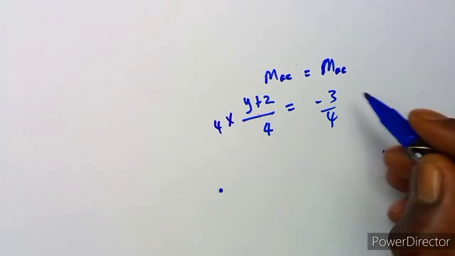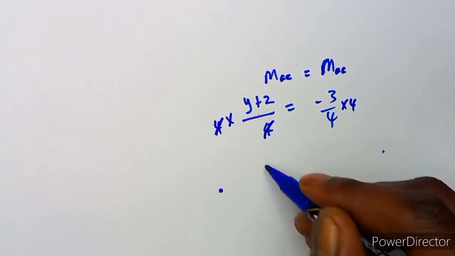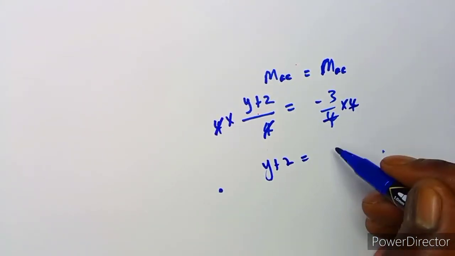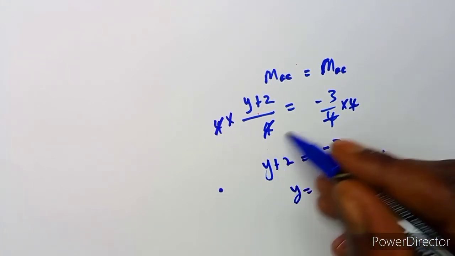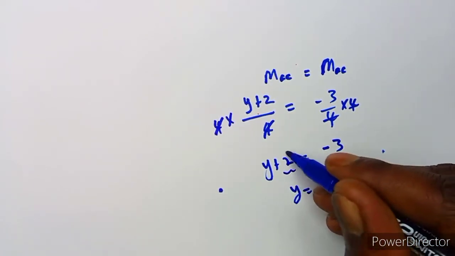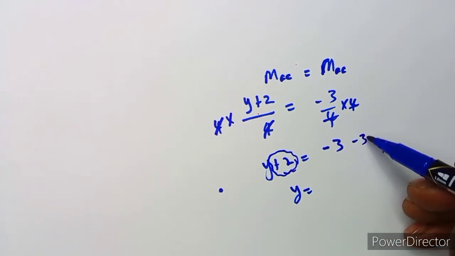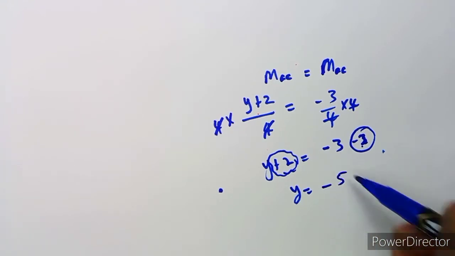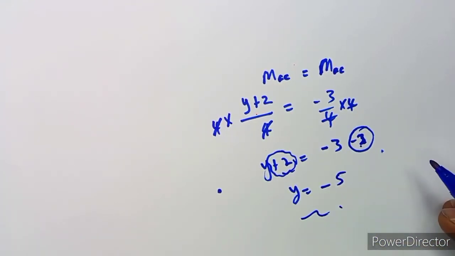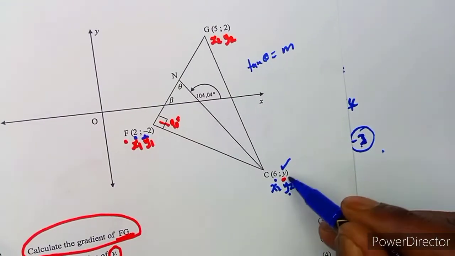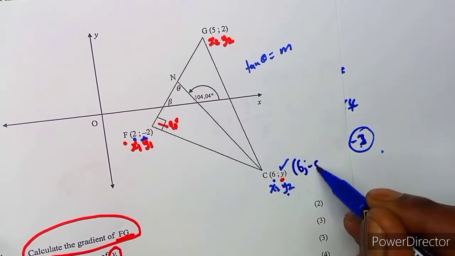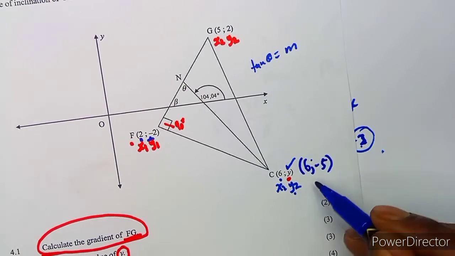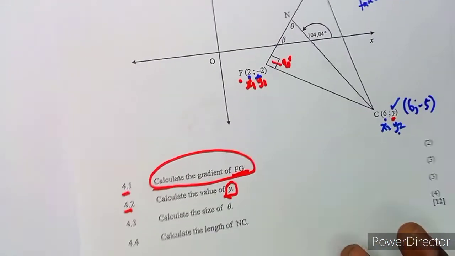I don't know how you're going to solve it. You can even multiply by 4 just to remove this, so that you are left with y plus 2, which is equivalent to -3. So y is equal to -3 minus 2, because it was a plus on this side. The moment you transpose, it's now a -2. So it's -3 minus 2, which is -5. So this is the value of y that you're having. So it simply means that this point here is 6, minus 5, just like that. Okay, so that is the value of y.